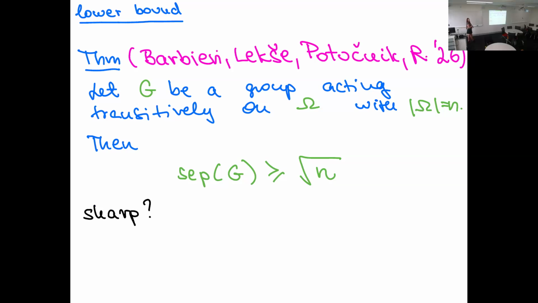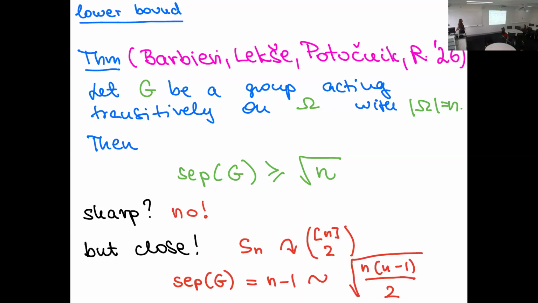We know that the previous bound was sharp, so you might ask if this bound is sharp. What do we think? No, but almost. If we think back to our first example, it was Sn acting on pairs, and the separability number was n minus 1, and the size of the set that we're acting on is just n choose 2, because that's the number of pairs, and that's n times n minus 1 over 2, and the square root of that, for a very large n, is basically n minus 1. So this bound is pretty good.